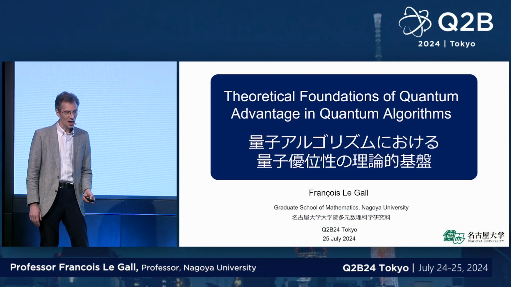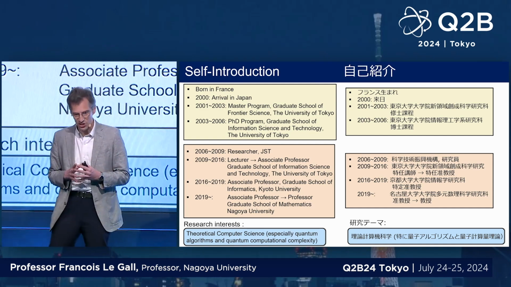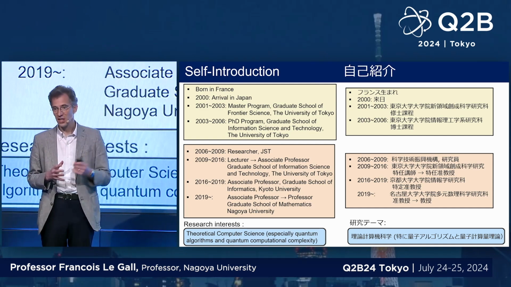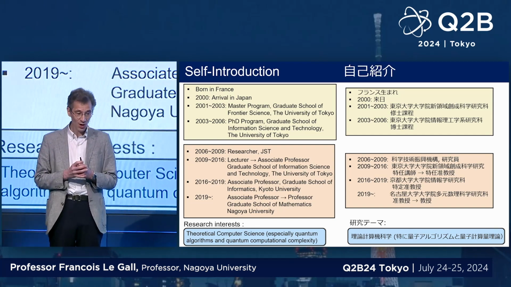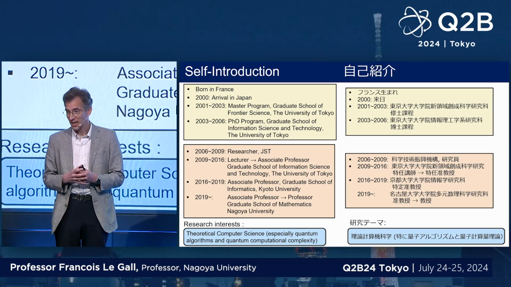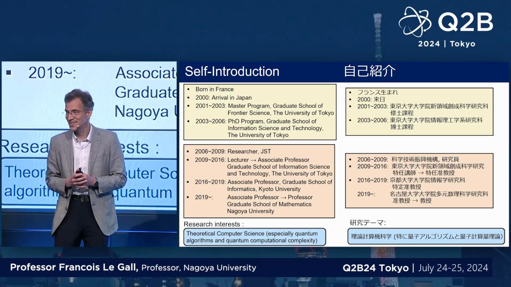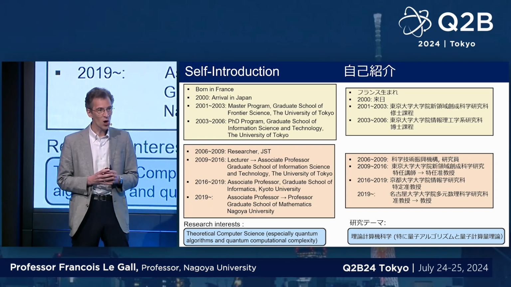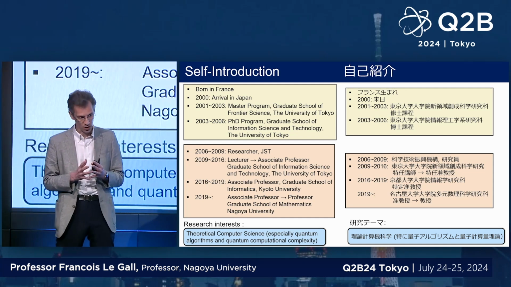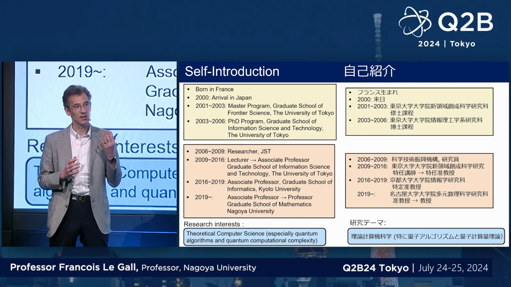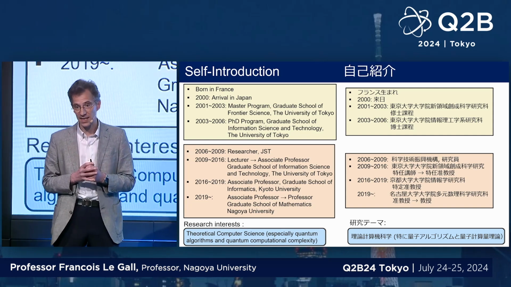Okay, thank you. So I will start with a very brief self-introduction. I came to Japan more than 20 years ago and spent all my career in Japan. So I speak Japanese. Actually, 2 years ago, I gave a similar talk at the Q2B in Japanese, but today I will do it in English. And I'm working mainly in the field of theoretical computer science, especially the theoretical analysis of quantum algorithms and the quantum complexity theory.